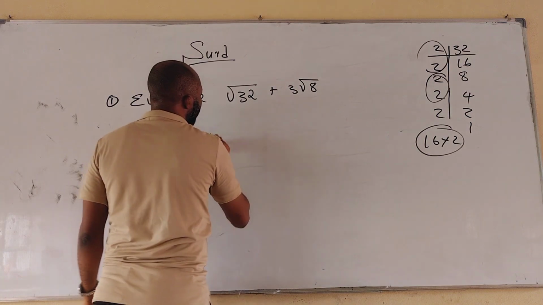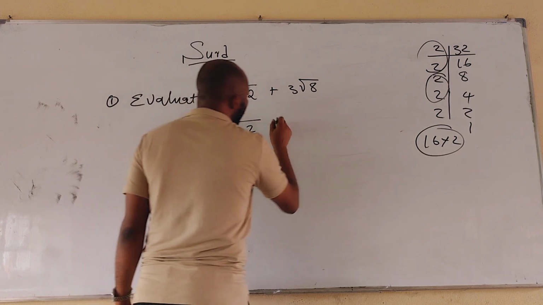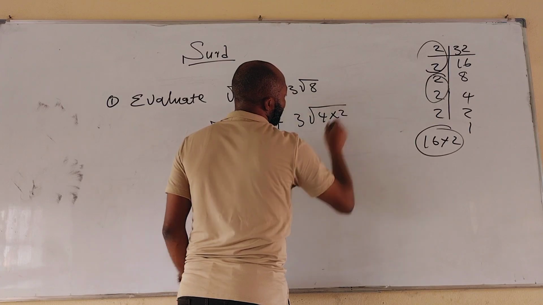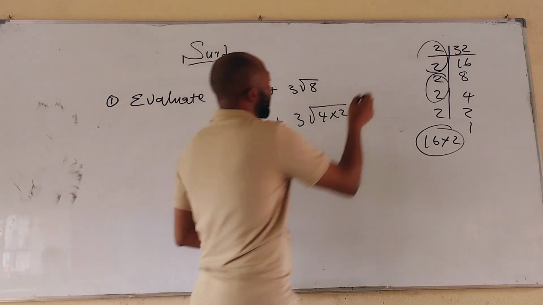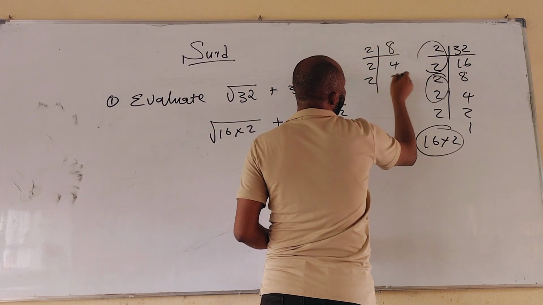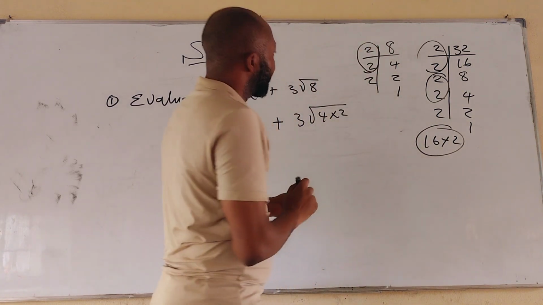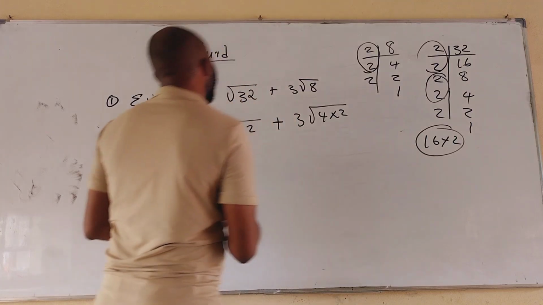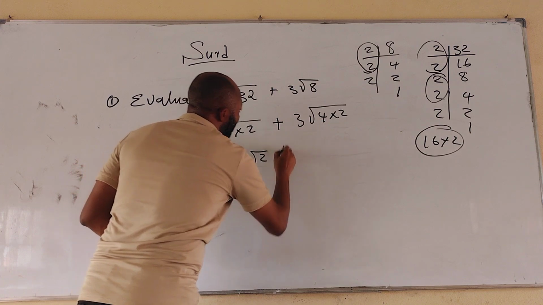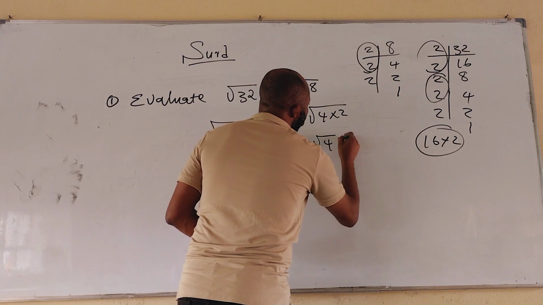So I can easily come here and say 16 times 2 for 32. Plus, this is 3 root 8. 4 times 2 will give me 8. The same thing here. So I have 8. 2 will go here to give me 4. 2 will go here to give me 2. 2 will go here to give me 1. So this 4 is a perfect square. That's 4 and 2. So now I proceed. This is the same thing as root 16 times root 2. Plus, this is 3 times root 4 times root 2.